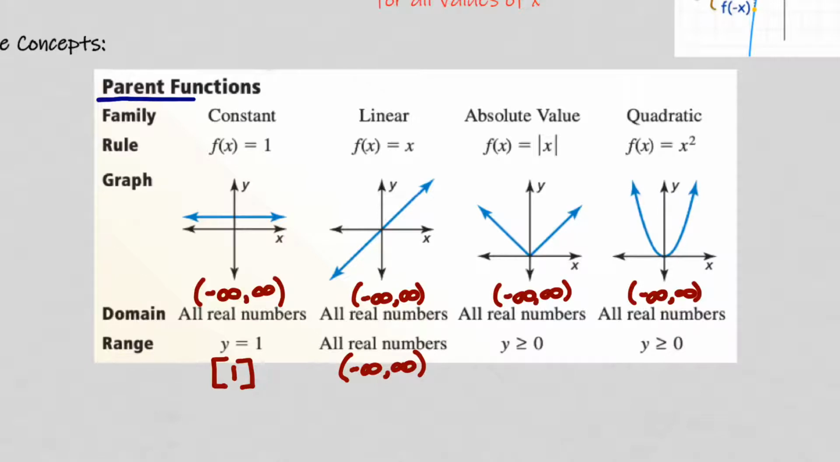Absolute value, that parent function, it starts at 0, 0. That's where the bottom of the V is. That's as low as that graph goes. So it's going to actually equal 0 when y is 0, but it's going to go up forever, so that is infinity. So it gets a bracket before the 0 because it actually equals and stops at 0, and it gets parentheses after the infinity. Okay, so that means its bottom point is 0, but the arrows are going up forever. Okay, and quadratic is the same way. It's when y is greater than or equal to 0. So the lowest it goes is 0, and then it goes up forever, okay? So that's how we're going to write our domains and ranges.